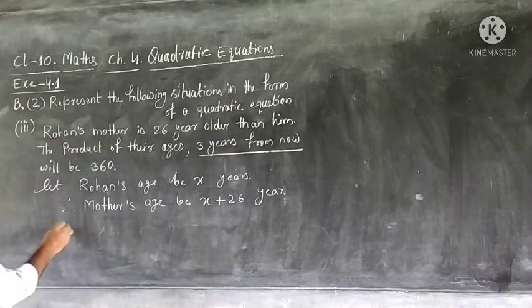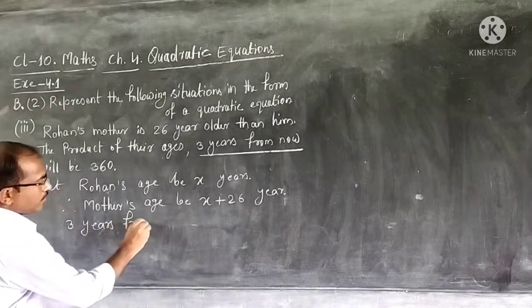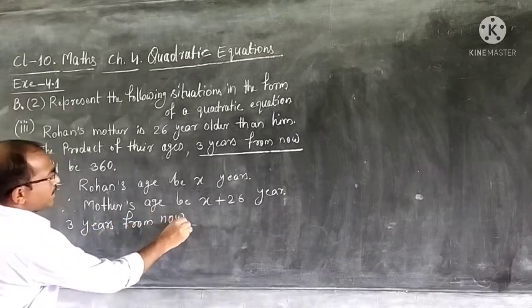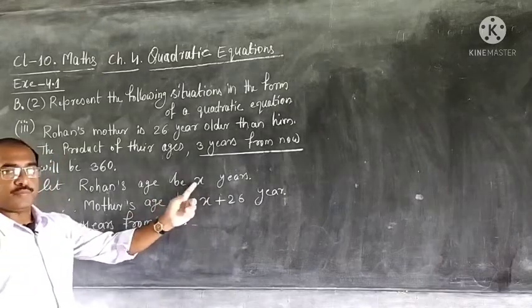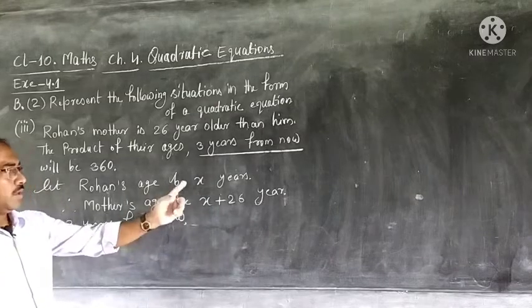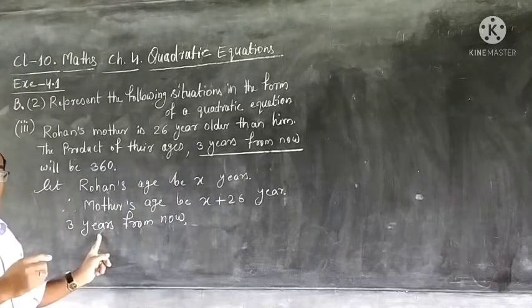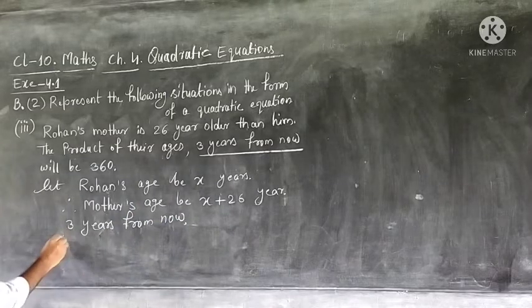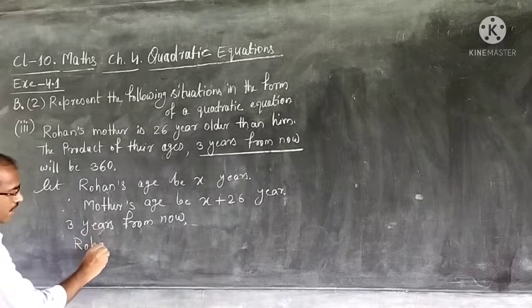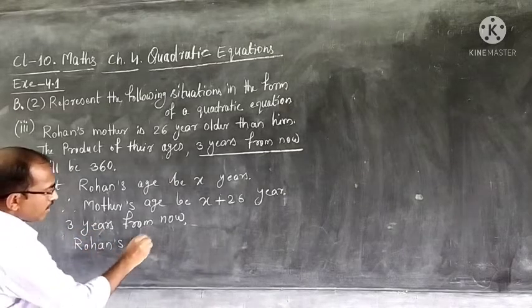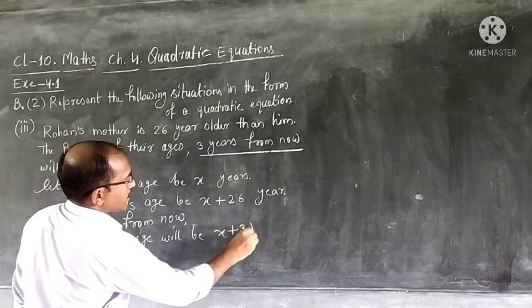So, we will go with that, 3 years from now. So, what will happen? Their age will remain the same 3 years from now? No, both persons' age will increase. Rohan is now x years, after 3 years Rohan will become x plus 3. So, after 3 years or 3 years from now, Rohan's age will be how much? X plus 3 years.